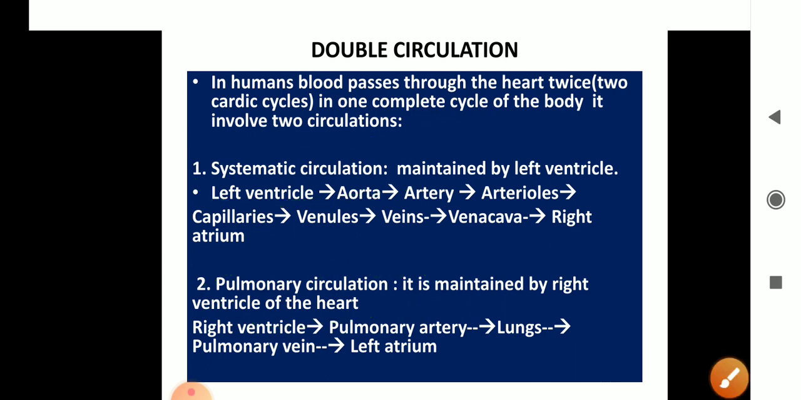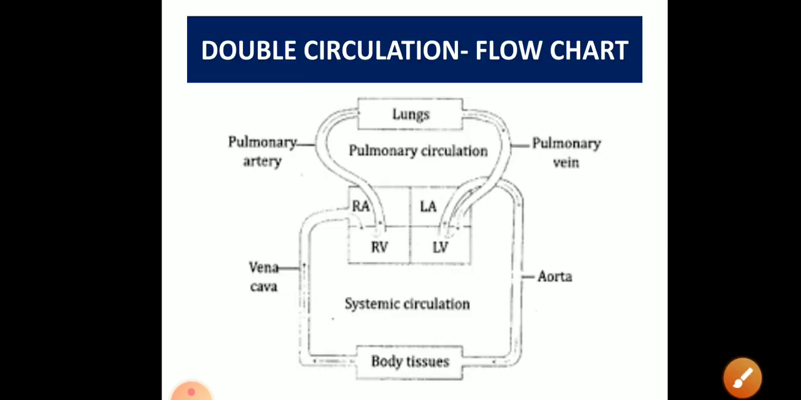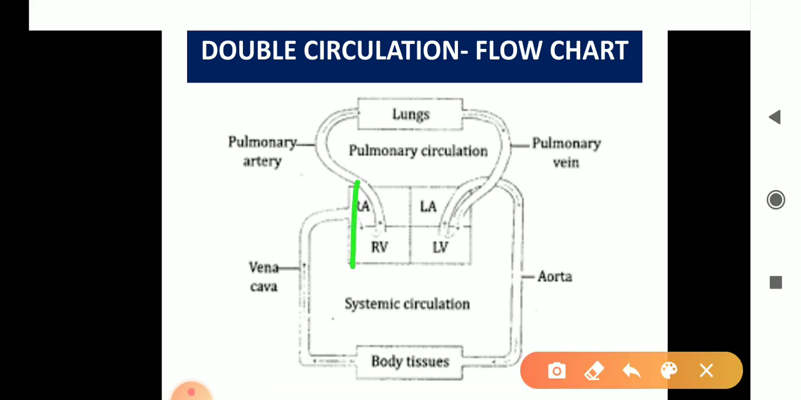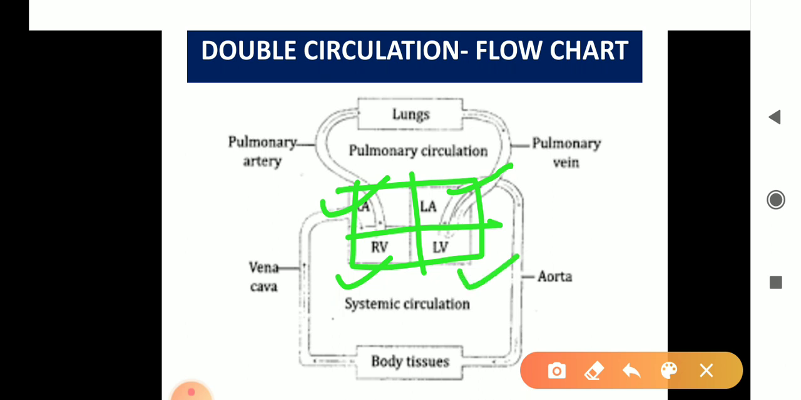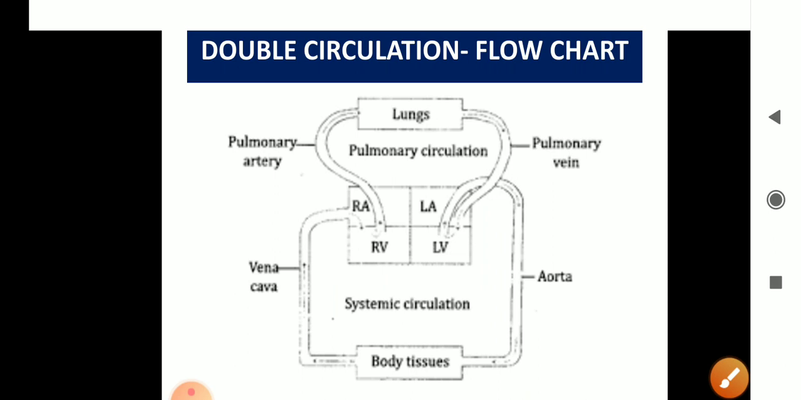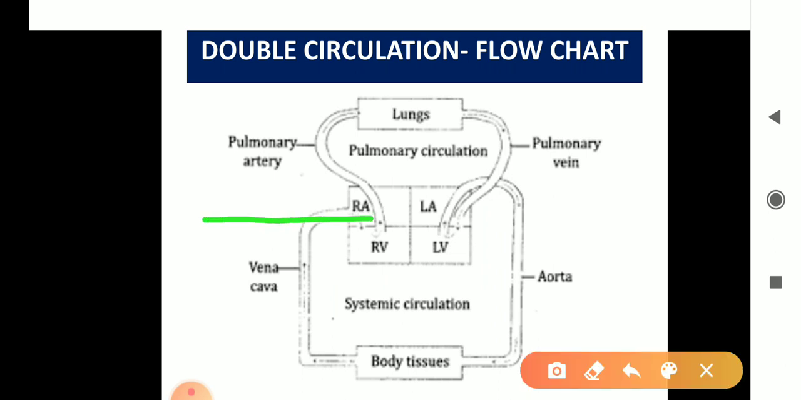Then I will explain it to you with the help of this diagram. Now see, the heart is divided into four chambers: right atrium, left atrium, right ventricle and left ventricle. Now see, two types of circulation are there. The first is called systemic circulation and the second is called pulmonary circulation.